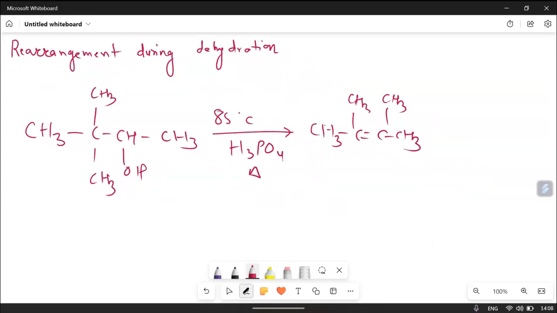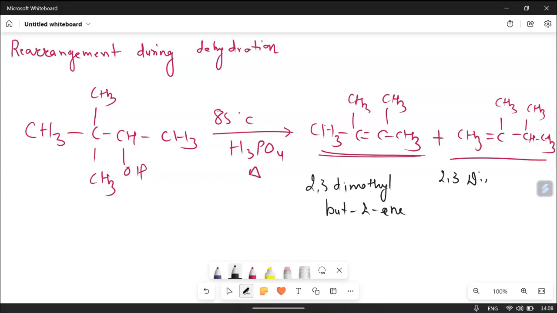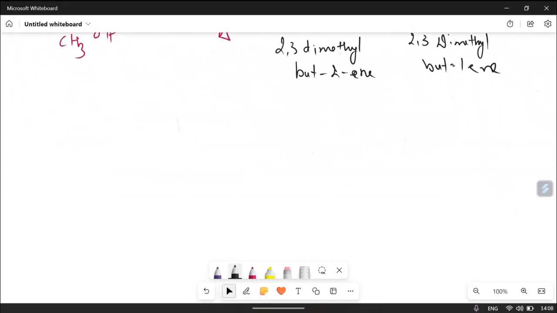And then we have another product formed with it, CH3, double bond C, CH3, C, CH3, H, CH. So this is the compound known as 2,3-dimethyl butene, and due to rearrangement, it is also possible to get 2,3-dimethyl-1-butene. So these are the mixture formations.